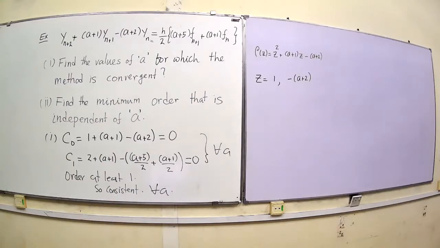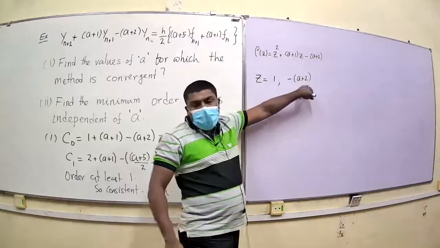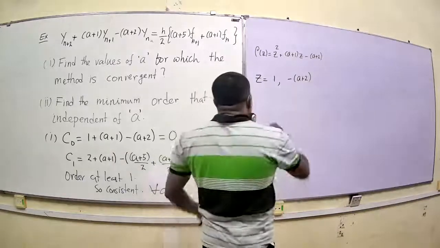Right, so that becomes z is equal to 1 and z is equal to minus of a plus 2. These are the roots of the polynomial. One of them is the number 1, so that is obviously less than or equal to 1. But for zero stability, you need the absolute value of this to be less than or equal to 1.